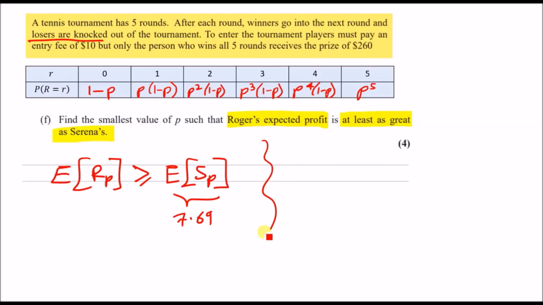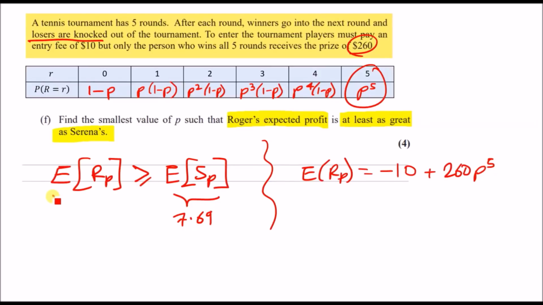So to deal with it, let's check it out. The expected value of RP is basically the same case as Serena's. The entry fee was -10, so you come in with minus $10, plus, to win the prize of $260, it would be 260 times winning all 5 rounds. So in this case, p to the power of 5. Now that's all we can do. But because we've got an inequality, we can now put it on this side. So ultimately our expression now is -10 plus 260 p to the power of 5 is greater than or equal to $7.69. So now all we need to do is solve for p.